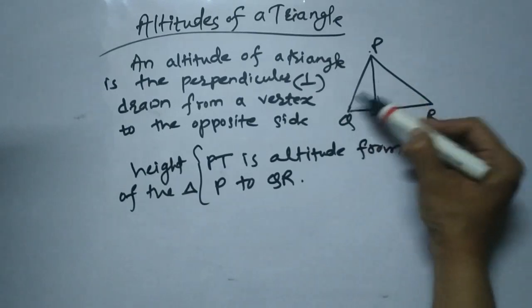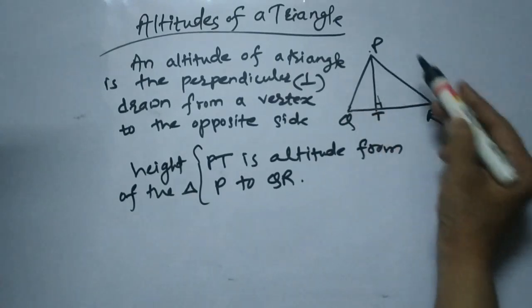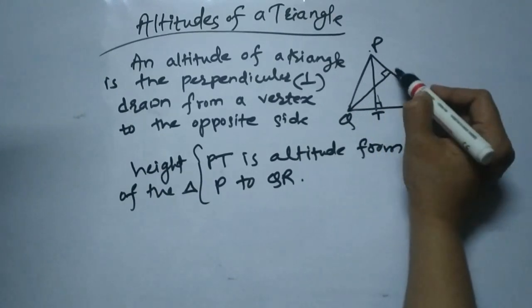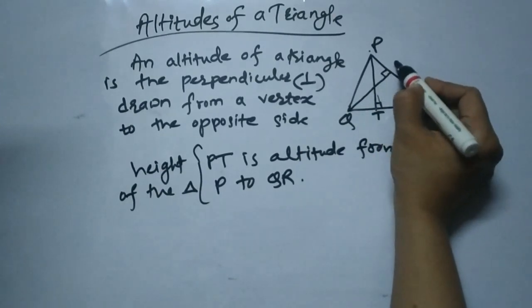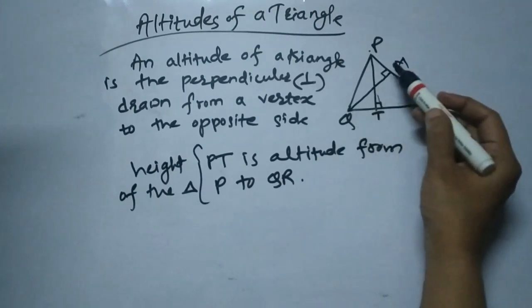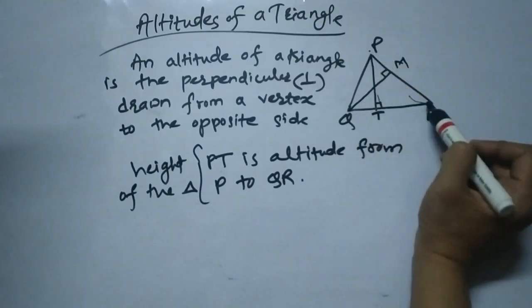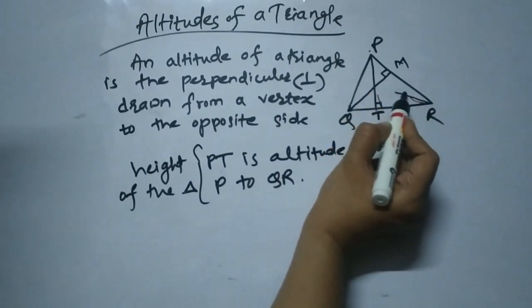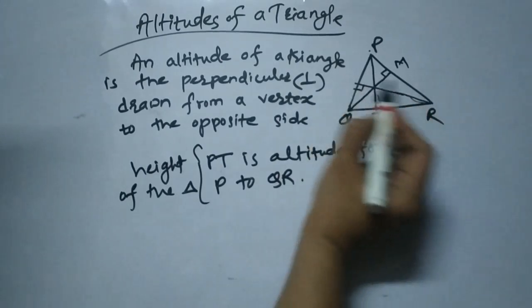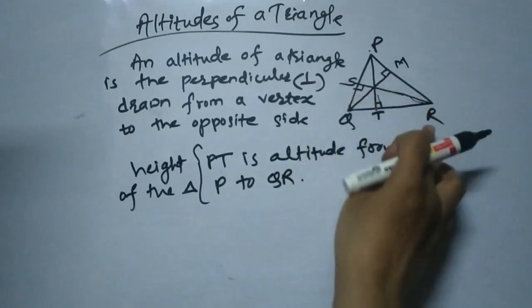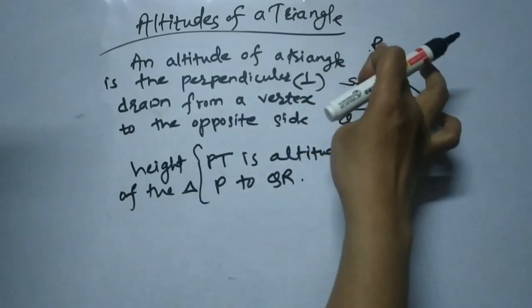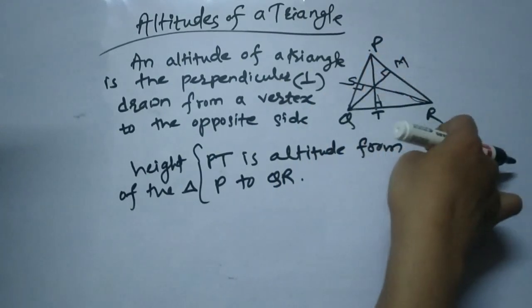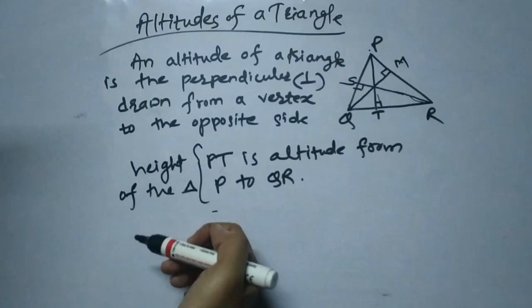For example, I can draw from this Q on its opposite side. It is exactly 90 degree, perpendicular. Suppose you give the name M. So this QM is also an altitude on this side PR. In the same way, from this R also I can draw here. This is a perpendicular. We can give a name, suppose S. So this RS is also an altitude on this PQ from vertex R. So friends, there can be three altitudes.